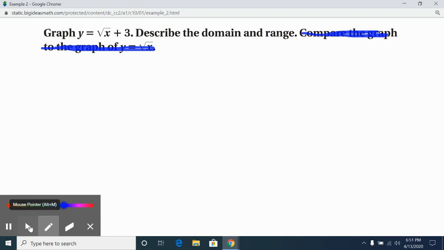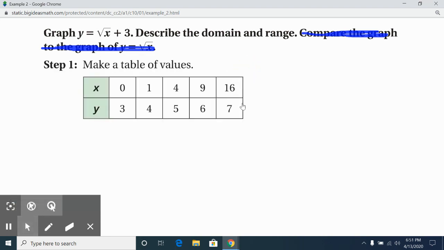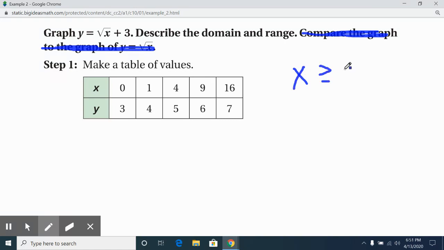I'm going to worry about graphing. So let's look at what they do. They made a table of values. How did they know what to plug in for x? Here's how they knew. They took what's underneath the square root symbol, which is just an x, and they set it greater than or equal to 0 to determine the domain. So this is the domain. This is telling us what numbers to plug in for x.